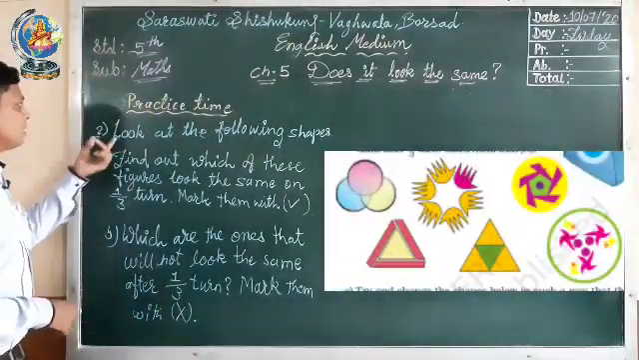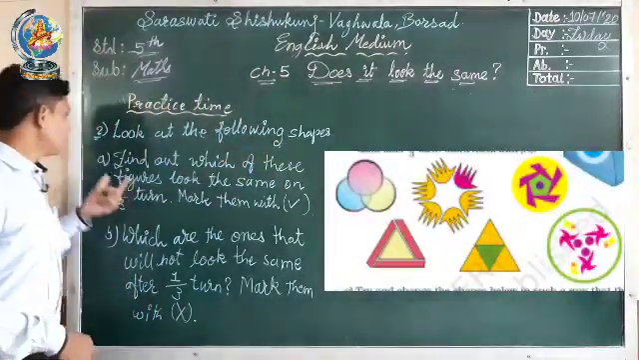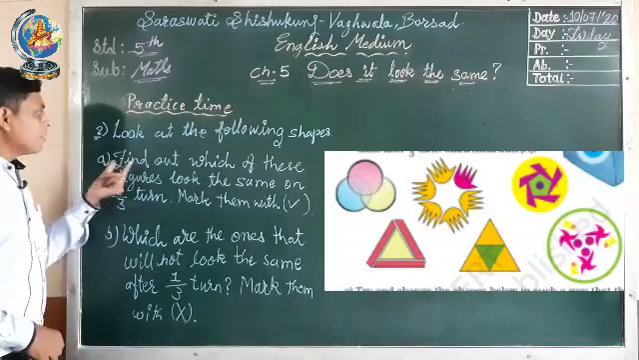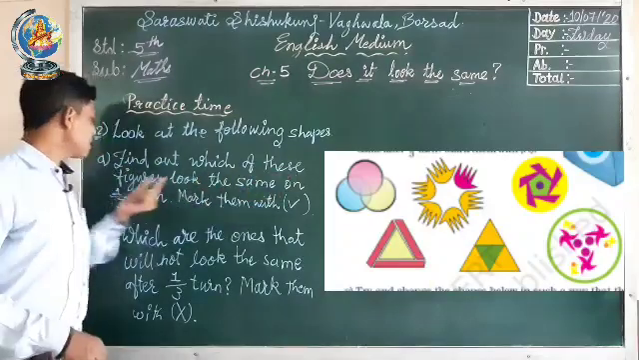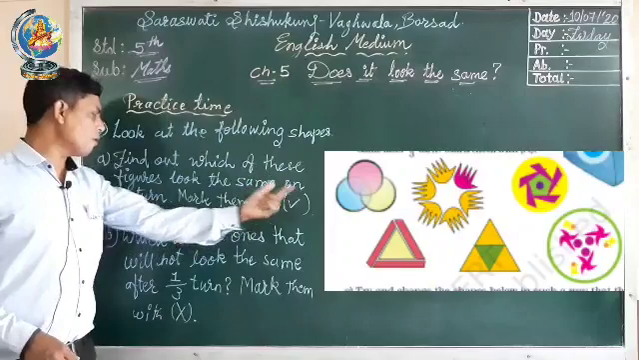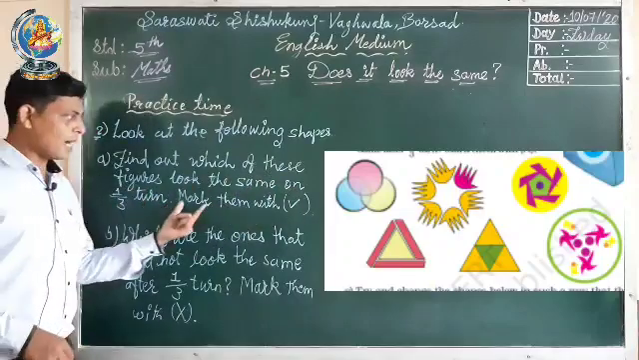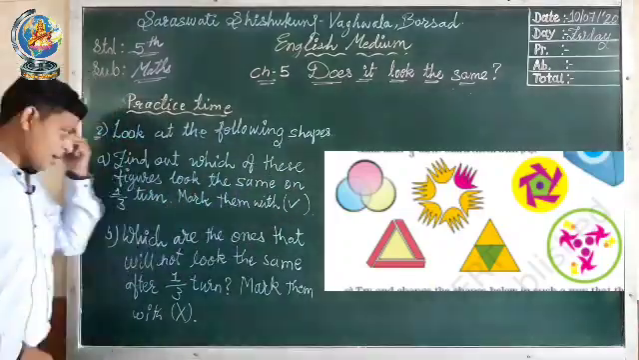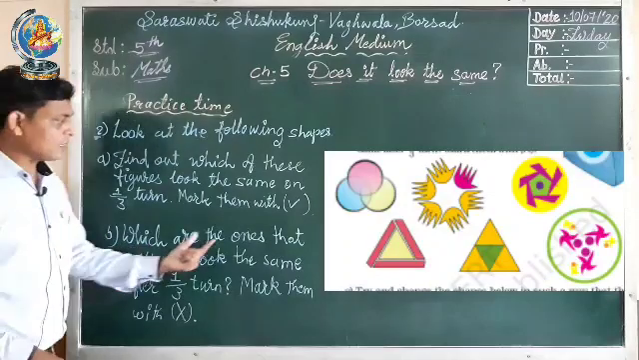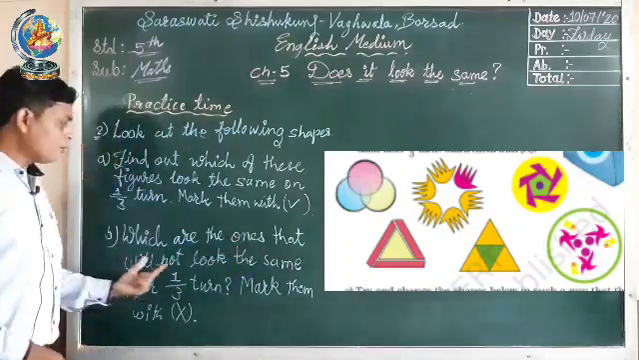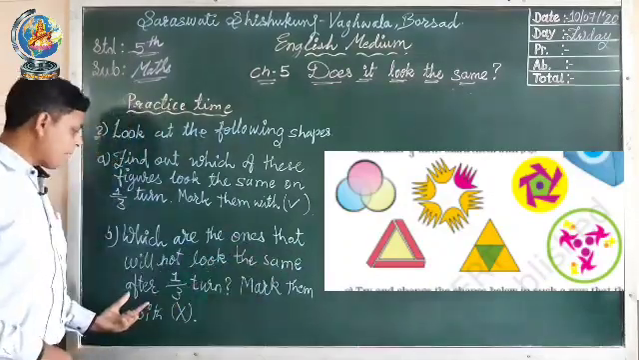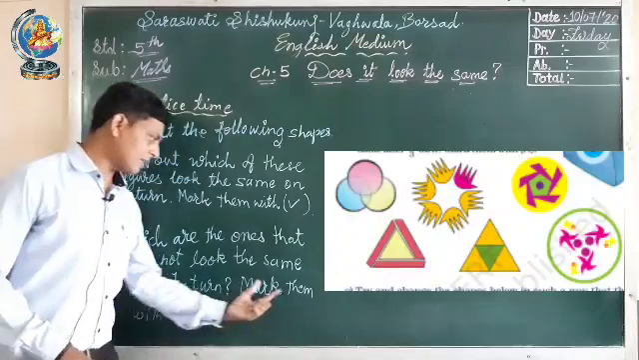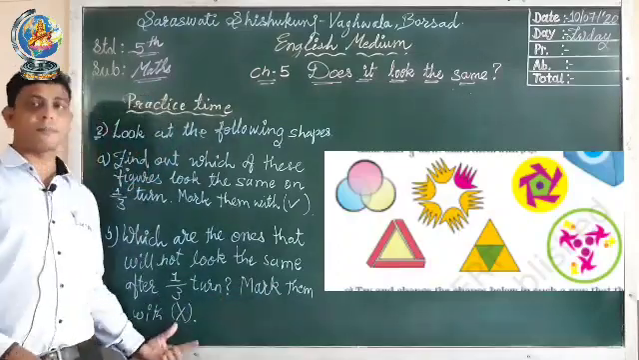Second number question, look at the following shapes. A number, find out which of these figures look the same on 1/3 turn. Mark them with tick mark. B number question, which are the ones that will not look the same after 1/3 turn? Mark them with cross mark.